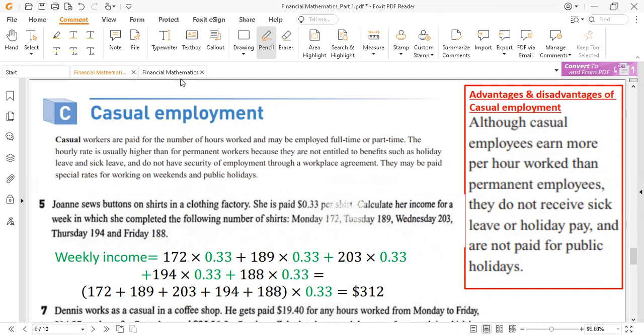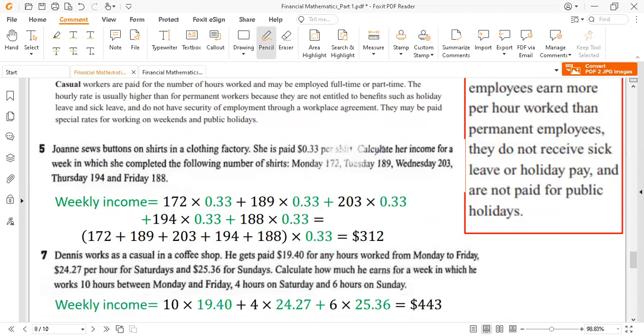Moving on to remind you a little bit about casual employment. You should know that casual employment is all about the hours worked, and may be full-time or part-time. For example, John sews buttons on shirts in a clothing factory. She's paid per shirt, so per piece. Calculate her income for a week in which she completed the following number of shirts.